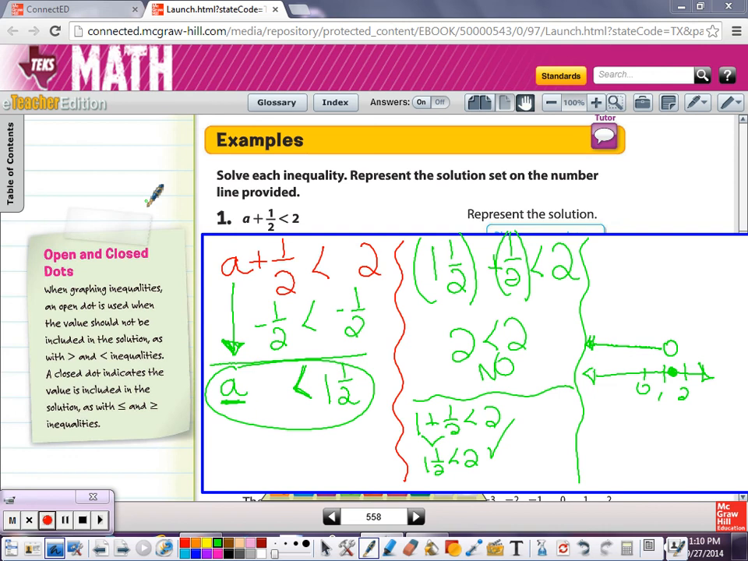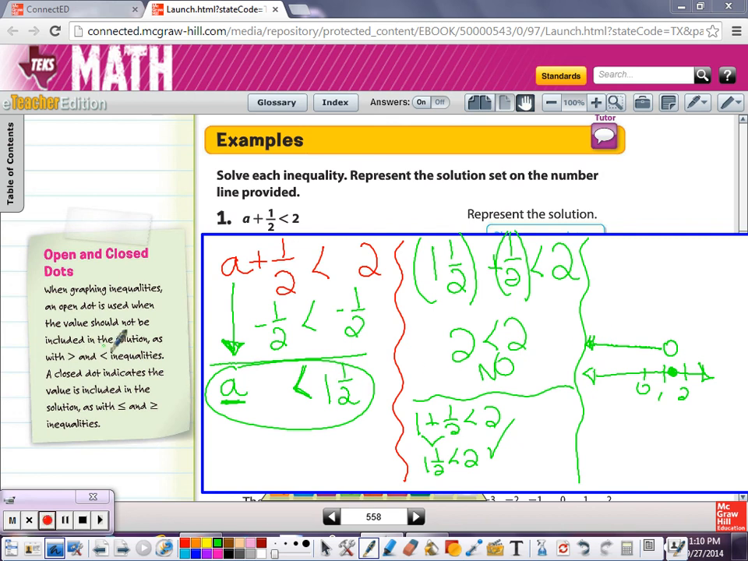So let's go ahead and review this note we have on the left-hand side. It says open and closed dots. When graphing inequalities, which are what these things are, an open dot is used when the value should not be included in the solution. So I kind of made a mistake here when I first graphed it. I put a solid dot to show where 1.5 was. But I corrected myself by using an open dot, because according to our answer, a is less than 1.5. That means it has to be smaller than this. It can't be equal to it. It has to be smaller, which is why we use an open dot.